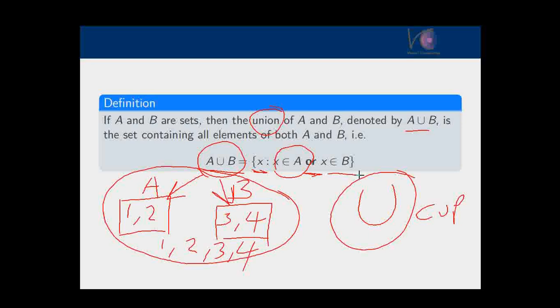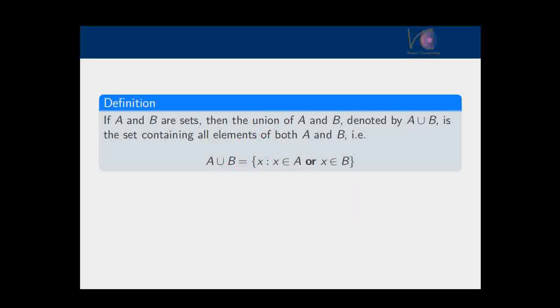Remember, we are combining all the elements. So it is either in set A or it is in set B. The definition of union goes with the word or. We are looking at the elements that are in A or the elements that are in B, and putting them together. That is the definition of the union.